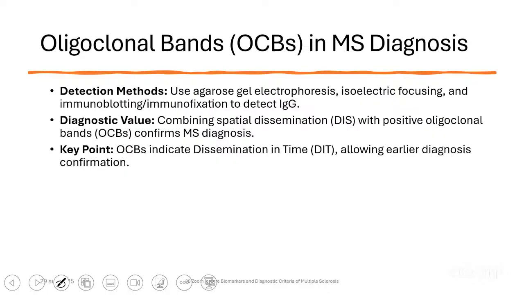Combining spatial dissemination, that is DIS, with positive oligoclonal bands confirms MS. The key point is that OCBs indicate dissemination in time, allowing earlier diagnosis confirmation. So this is the DIT parameter.